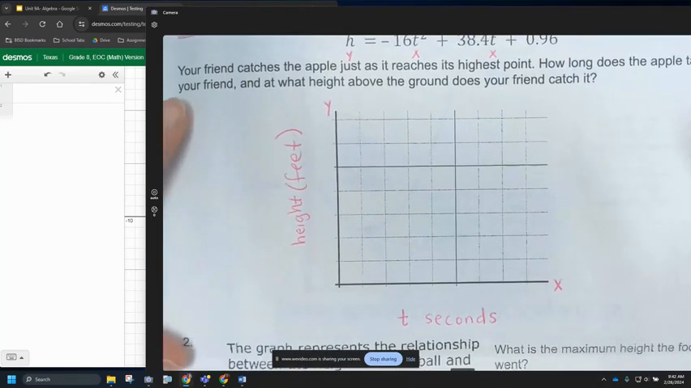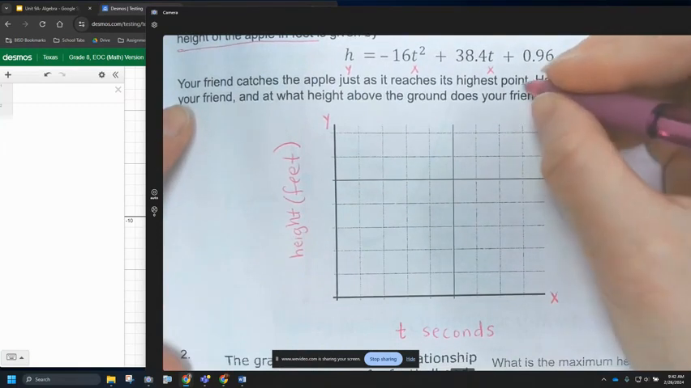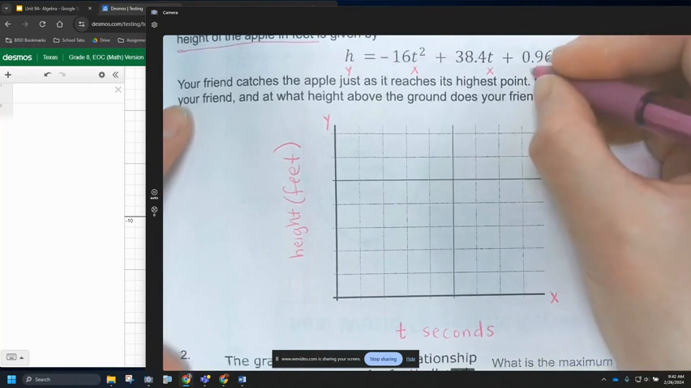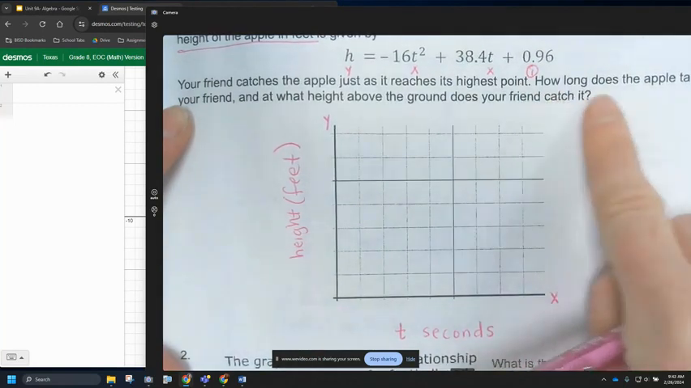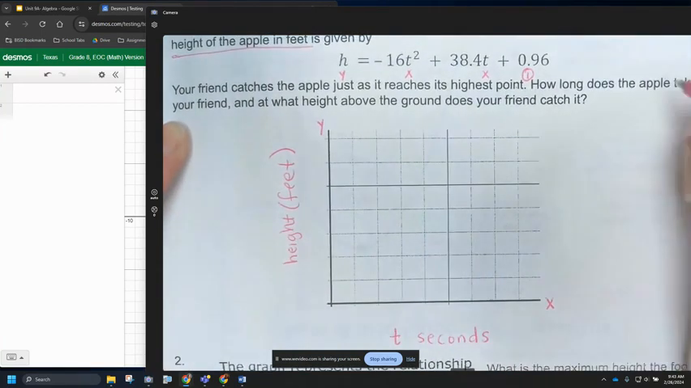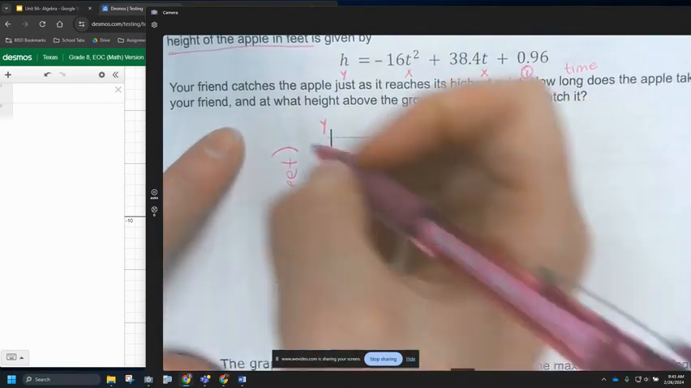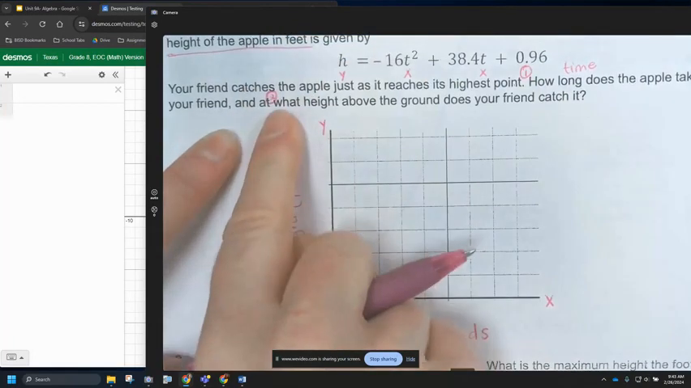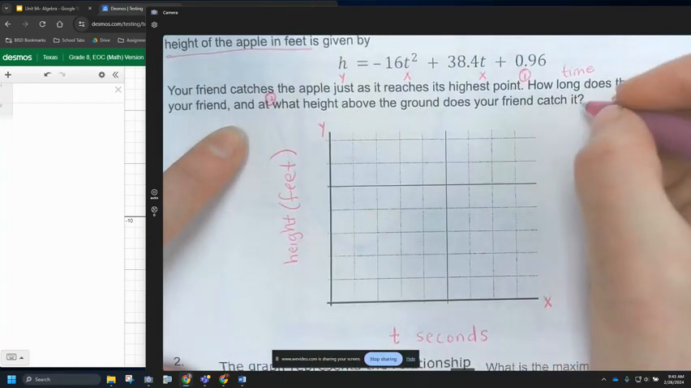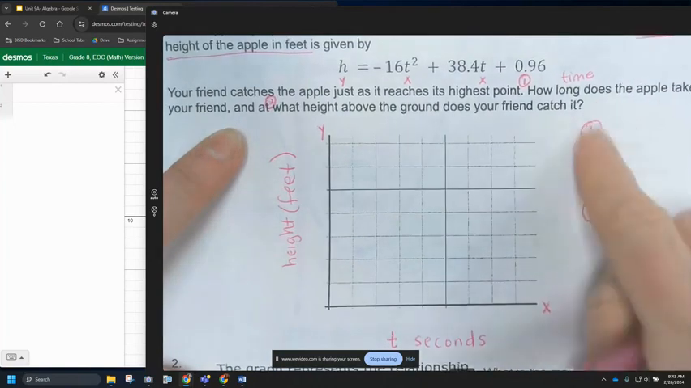And we have some questions. Number 1. Your friend catches the apple just as it reaches its highest point. Highest point? That's our vertex. How long does the apple take to reach your friend? So that's going to be time, right? How long in time? And question 2: at what height above the ground does it catch it? Height would be feet, right? So we have 2 questions we need to answer. We're going to answer them over here.